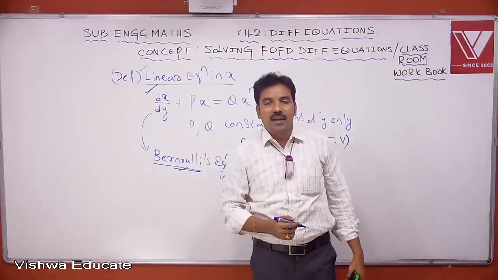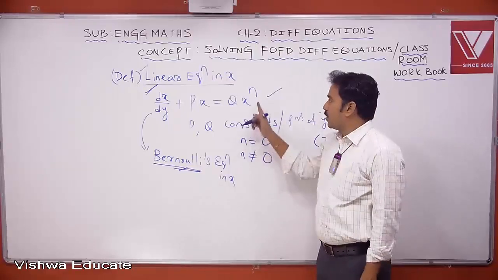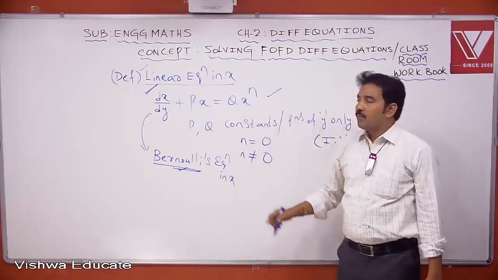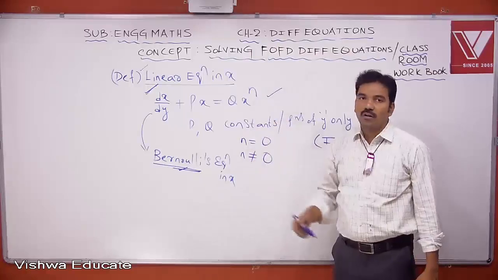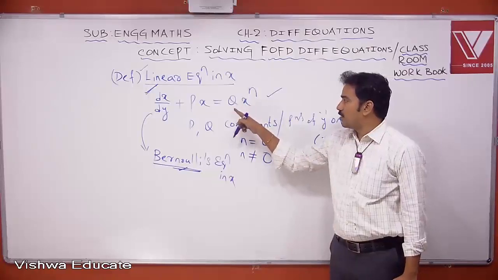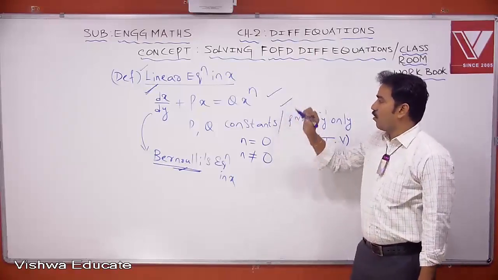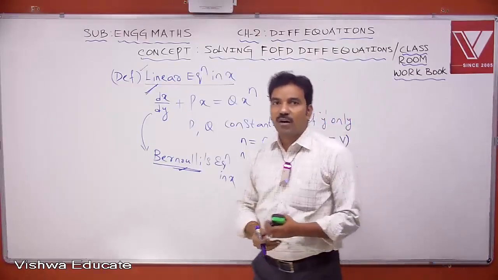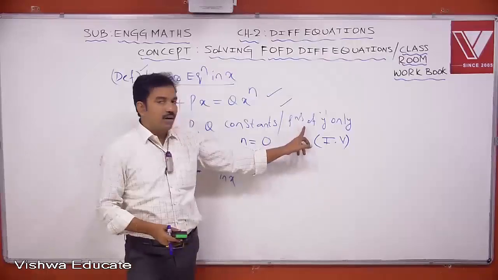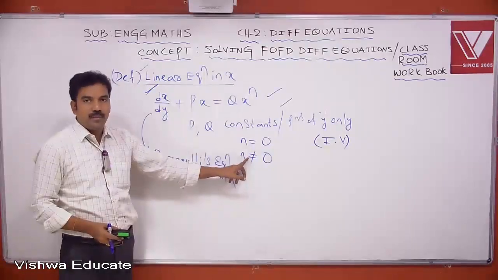Now write this definition: Bernoulli's equation in X. An equation of the form dx by dy plus px equal to q into x power n is called Bernoulli's equation in X, where p comma q are either constants or functions of y only, that is the independent variable, and n is a constant not equal to 0.